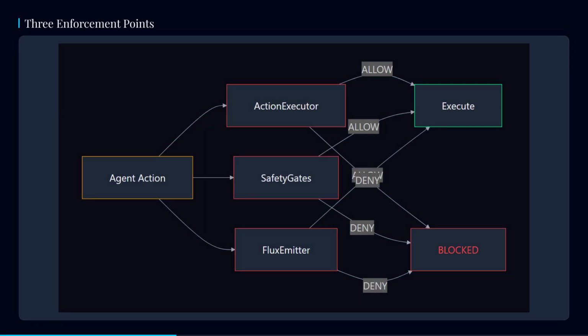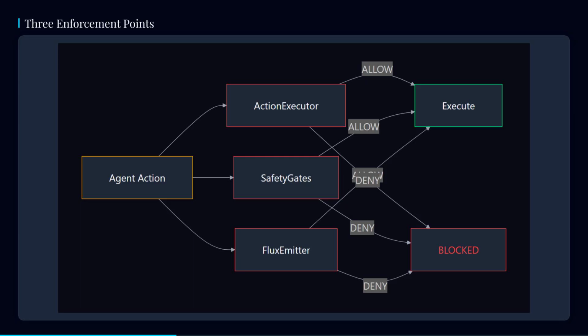3 enforcement points. Here is why 3 enforcement points matter. An agent action must pass all 3 independent checks to execute. Action executor runs before every tool execution, it verifies the specific resource action grant. Safety gates runs during planning before the agent even attempts the action. Flux emitter validates before publishing events to the system bus. If any single point denies, the action is blocked.